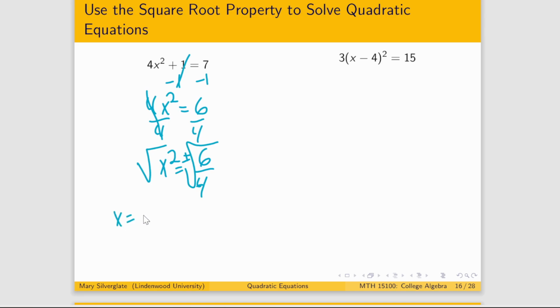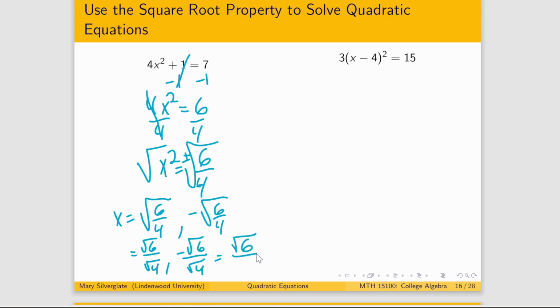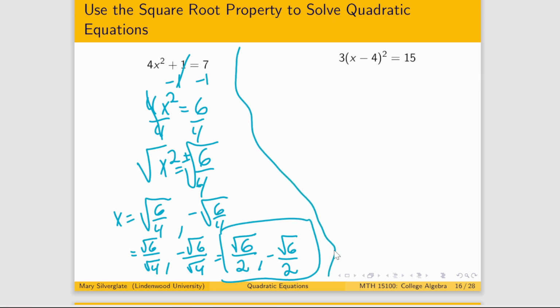So x is equal to the positive square root of 6 over 4 and the negative square root of 6 over 4. And that square root can be rewritten as the square root of 6 over the square root of 4. And one of those is a perfect square, specifically 4. So this is actually positive square root of 6 over 2, since the square root of 4 is 2, and the negative square root of 6 over 2, since the square root of 4 is 2. And those are your two solutions for x.